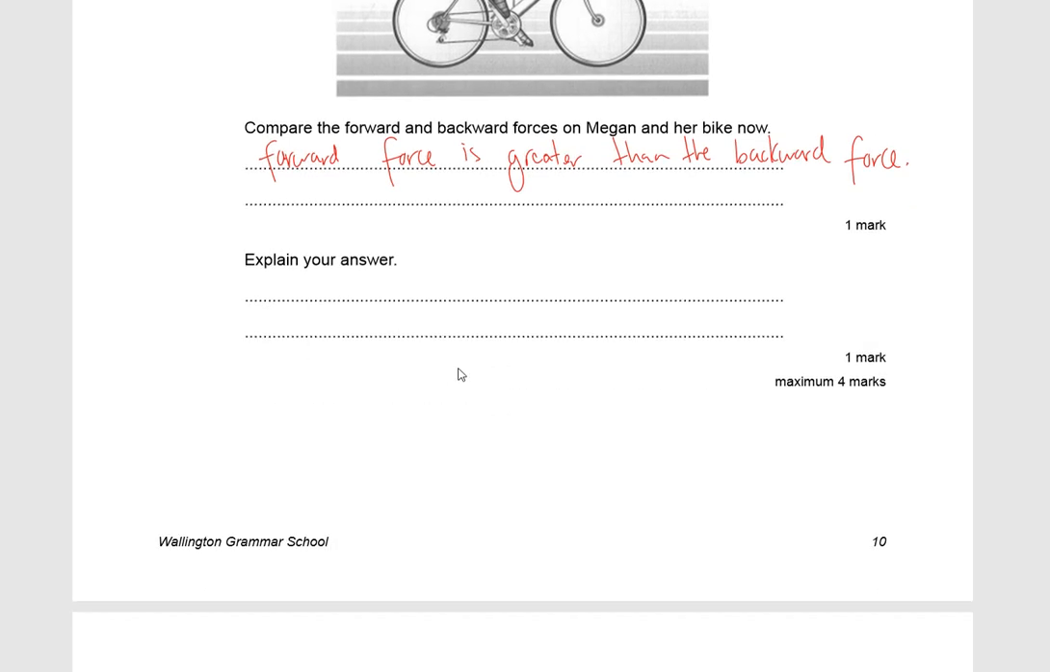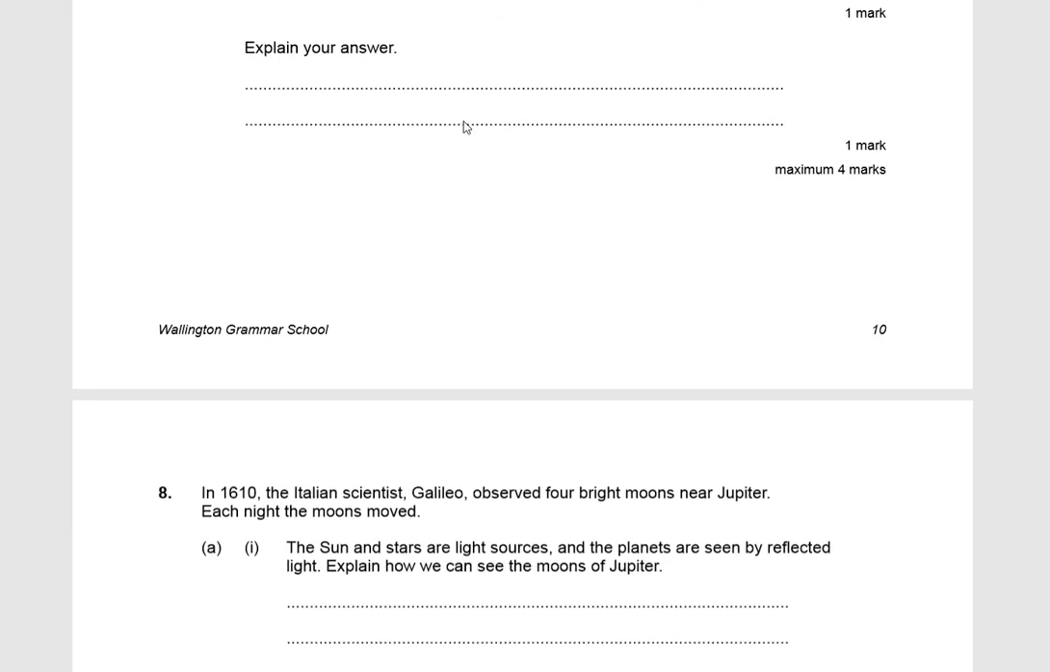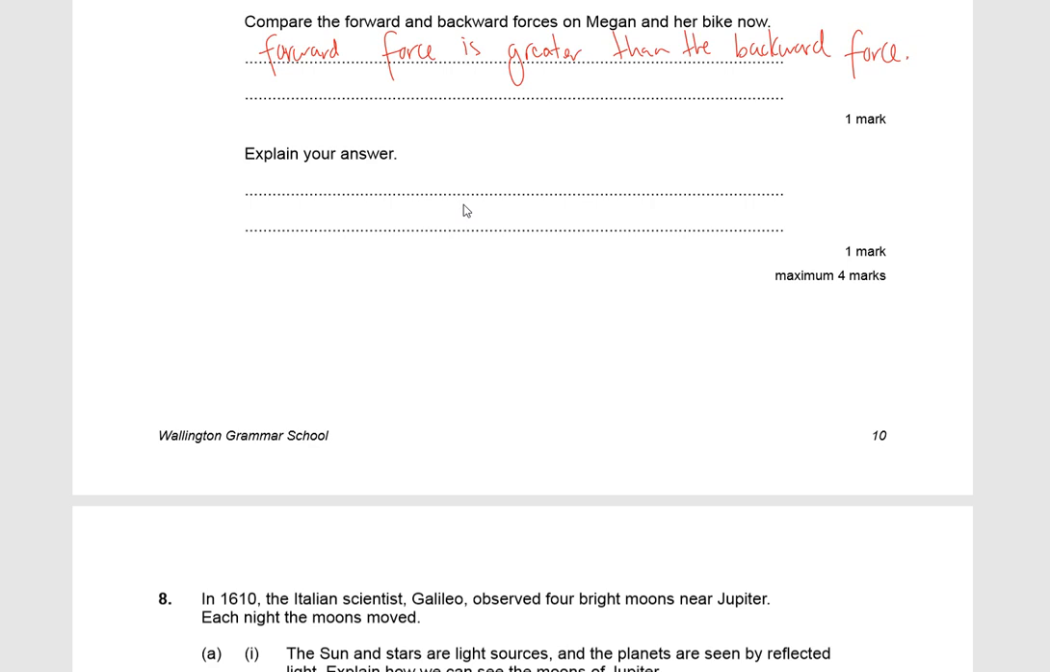Now explain your answer. So now what is the guy doing when he is crunching down over the bike? What is he doing? Explain your answer. So the reason why is because air resistance is reduced, as there's less surface area.